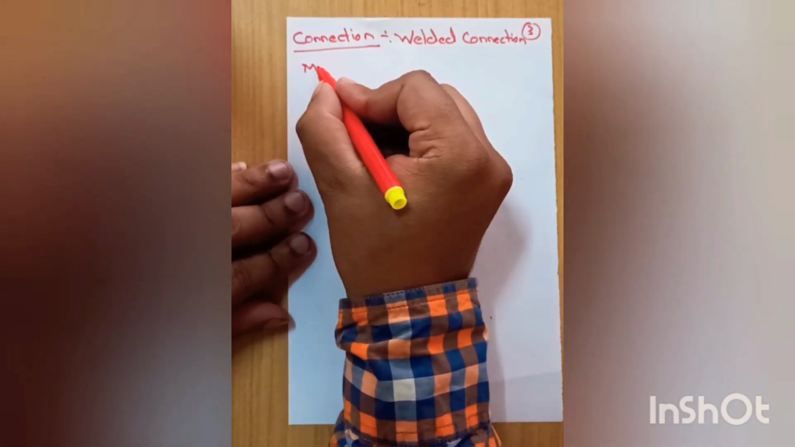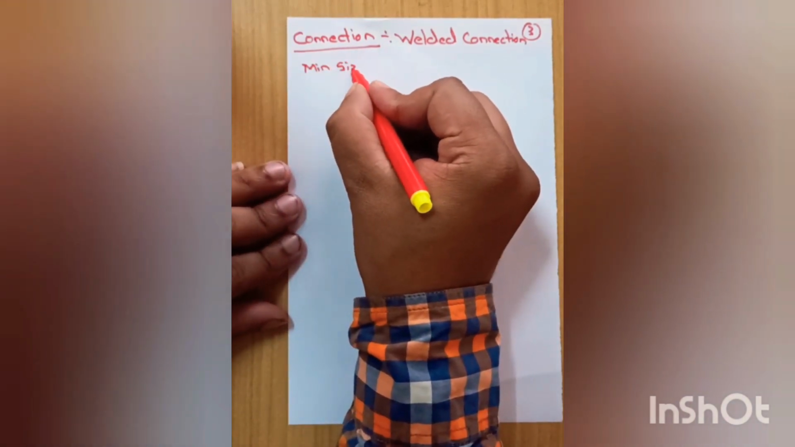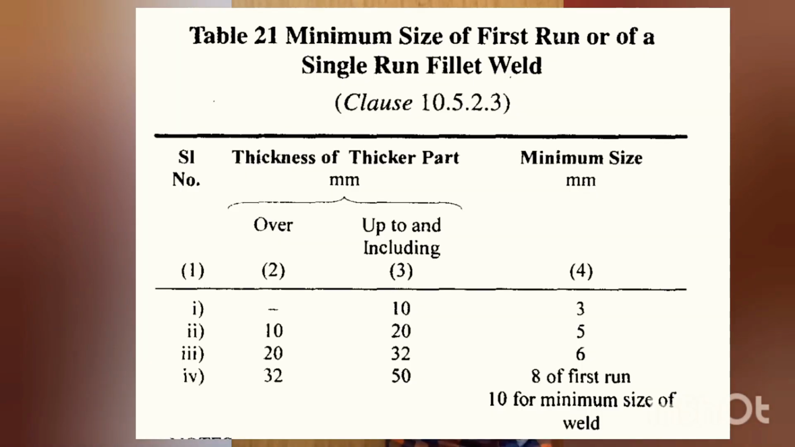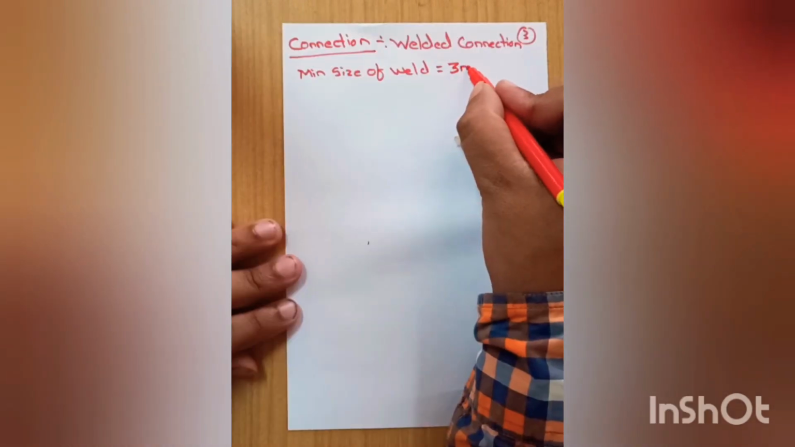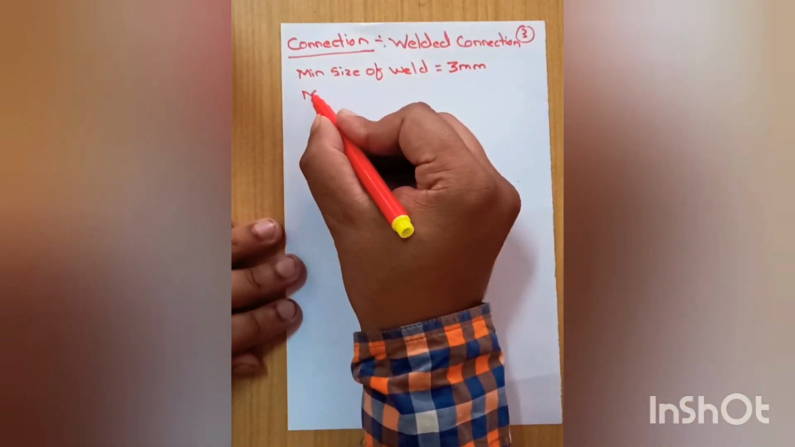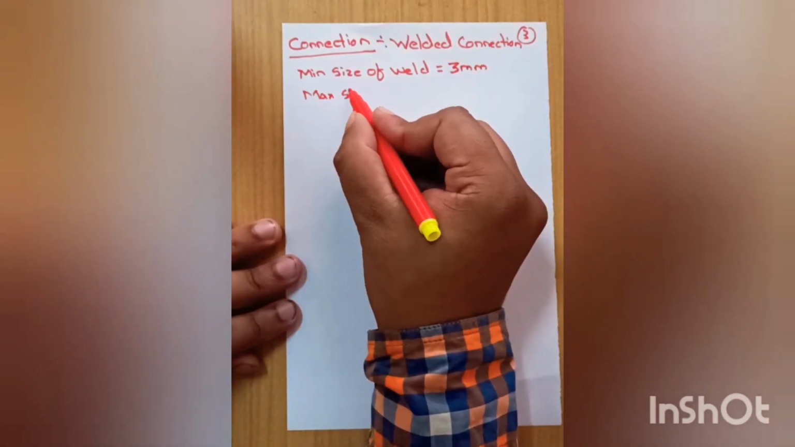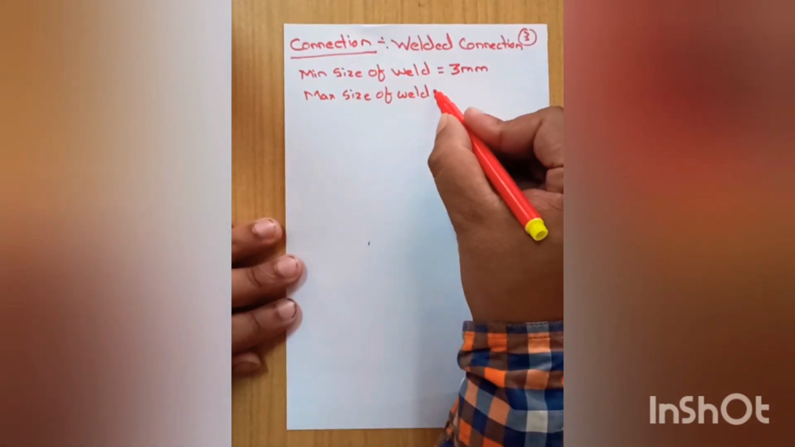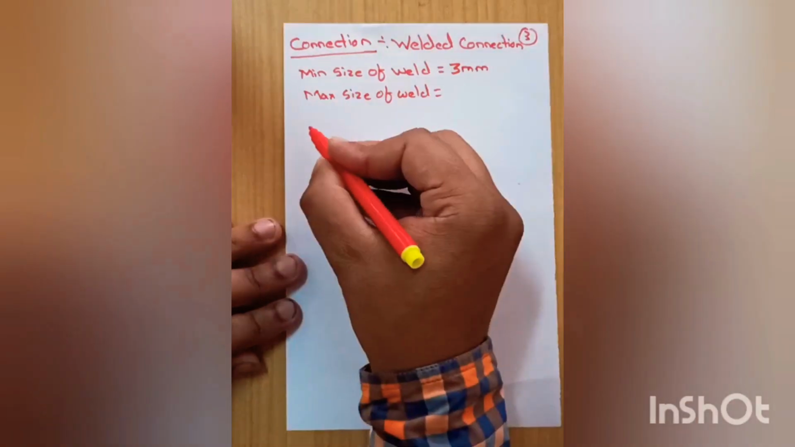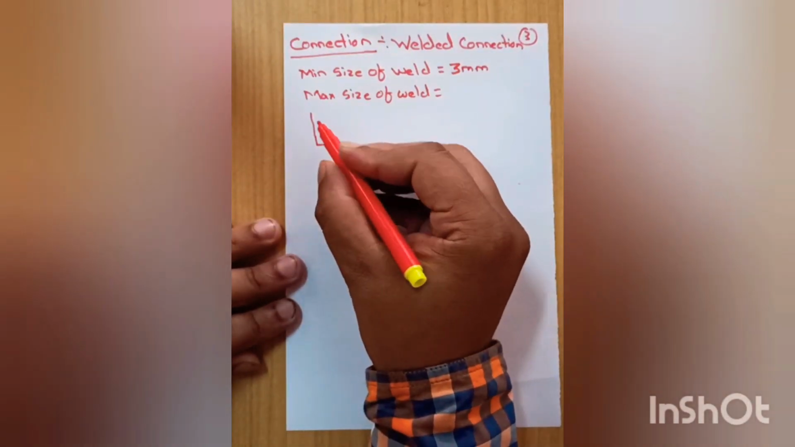Minimum size of the weld, for a 10 mm plate: the thickness of the angle is 10 mm and the thickness of gusset we have assumed to be 10 mm. So for 10 mm thickness, minimum size is 3 mm. Maximum size of the weld, so we have an angle like this.